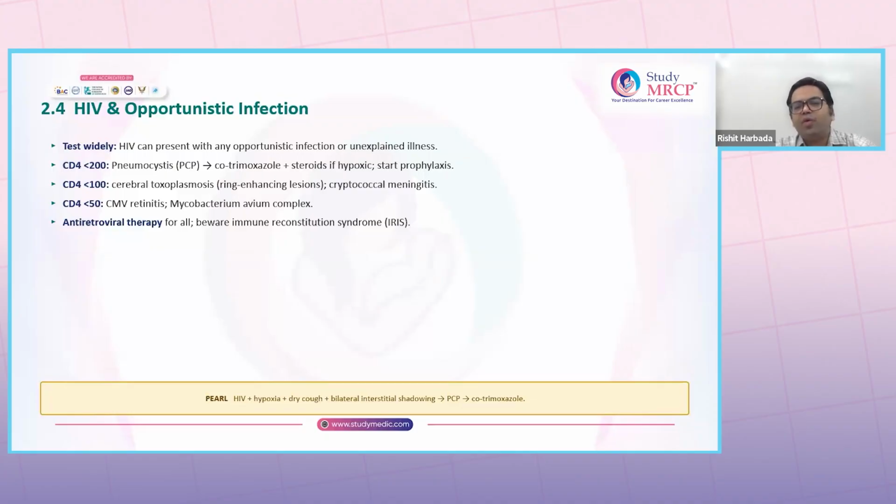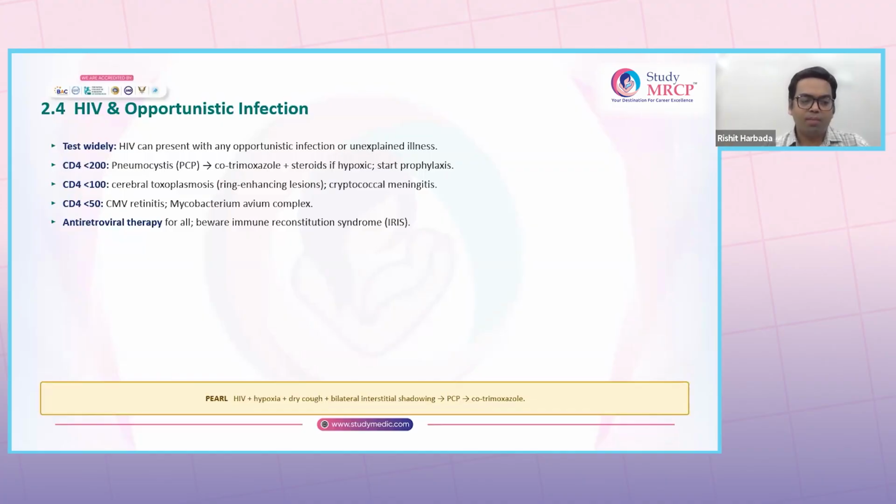When you start antiretroviral therapy and the CD4 count is very low, always think about IRIS, that is immune reconstitution inflammatory syndrome. When you give the ART, if they have tuberculosis or something inside, it can actually flare up after giving it.